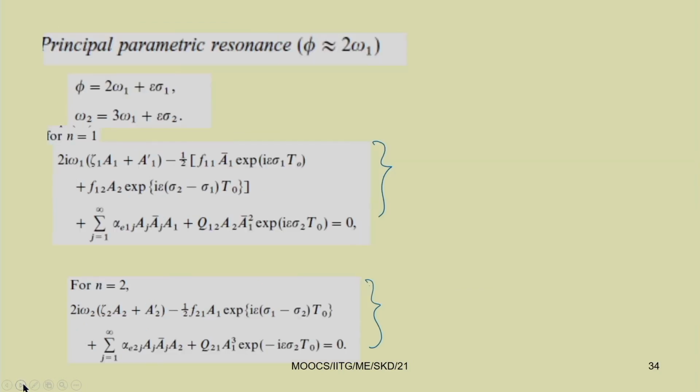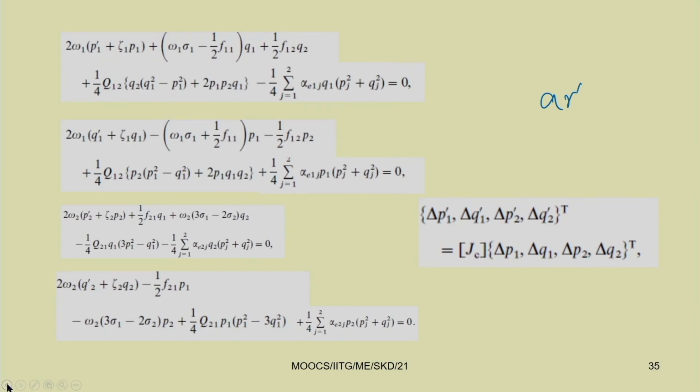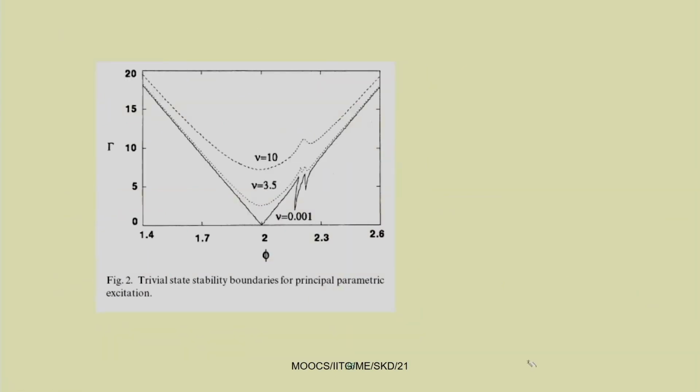So, we have to put some transformation. Here we can put a transformation like this: p I equal to a I cos gamma I and q I equal to a I sin gamma I. By putting this transformation, we can write down these 4 equations, and easily you can perturb them. These equations are written as p 1 dash, q 1 dash, and p 2 dash, q 2 dash. By perturbing these equations, you can find the instability region.